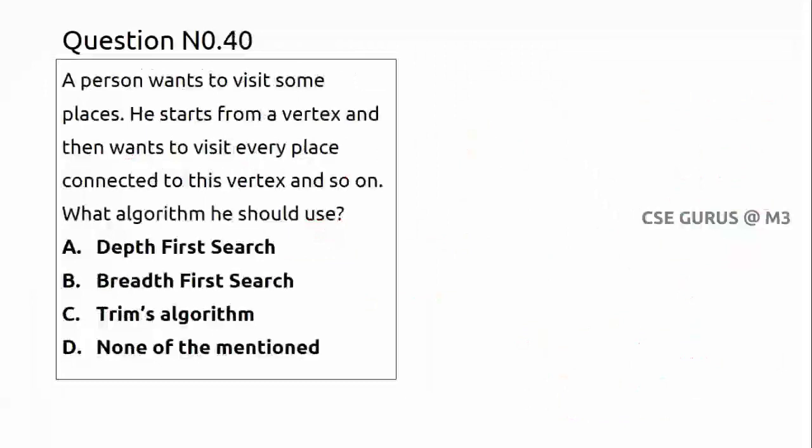Question number 40. It's a very easy one. A person wants to visit some places. He starts from a vertex and then visits every place connected to this vertex, and so on. What algorithm should he use? This is a question from graphs, where if you start from a node, you want to visit all the vertices. For that you go for breadth first search.